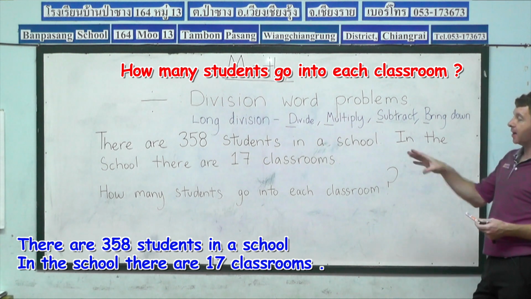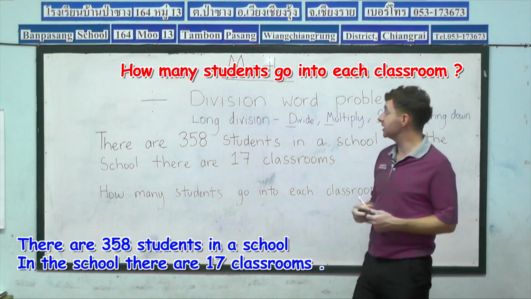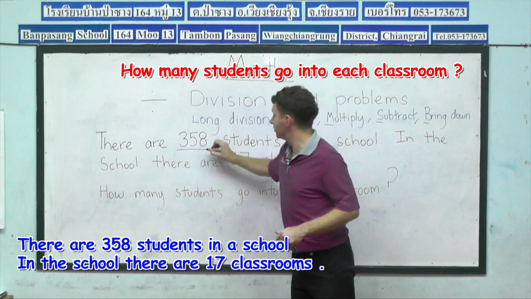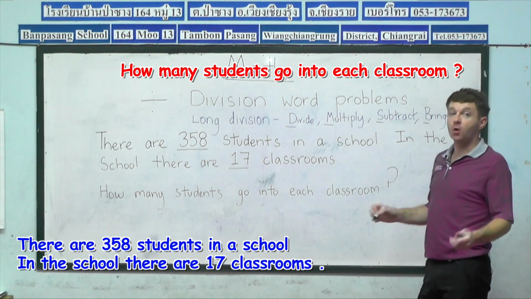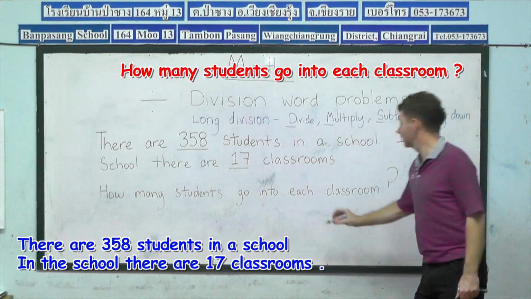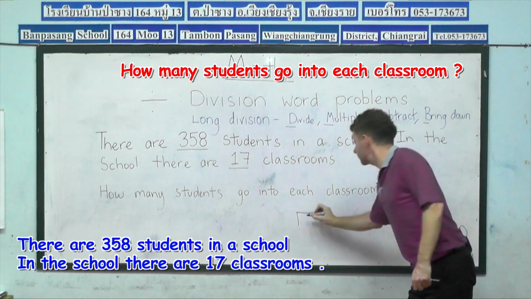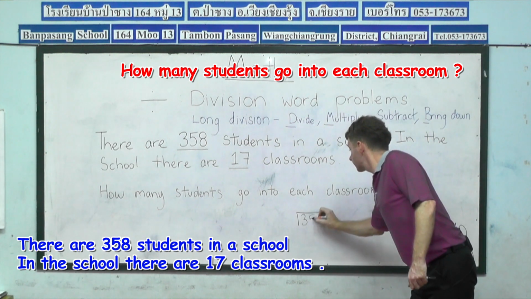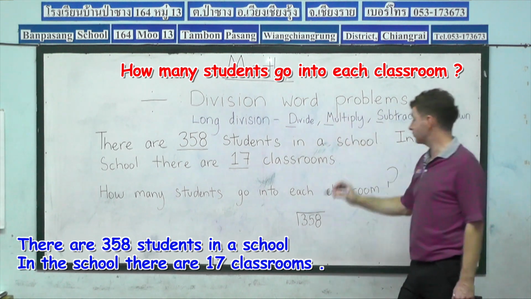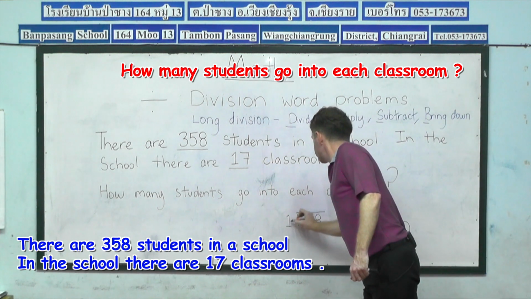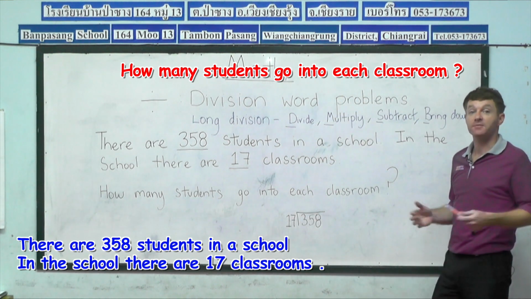Okay, so now we have our division word problem. First thing to do, always read carefully and identify our numbers. And then what we can do is organize with our division table. So our division table will look like this. The larger number goes inside, 358. And then the divisor outside. In this case, 17.